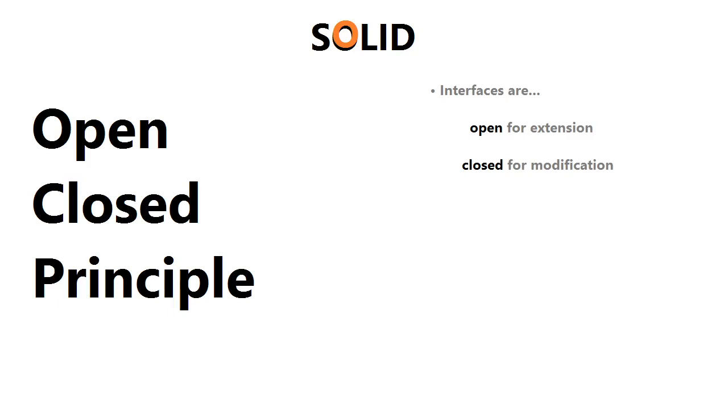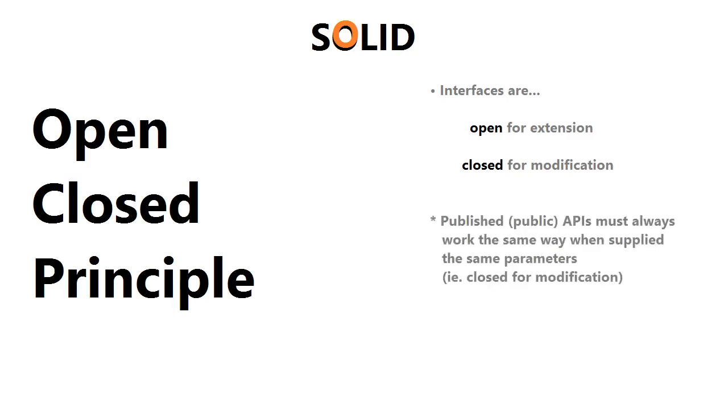Let me see what other bullet points I have here. So a published public API must always work the same way when supplied with the same parameters, closed for modification. So that's exactly what I was trying to get at. I just wanted to make sure I put the bullet point up before I say it and get all redundant. But yeah, you want to be able to just keep providing that interface, ideally for as long as possible, right?